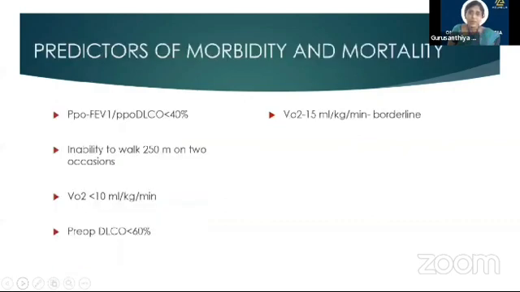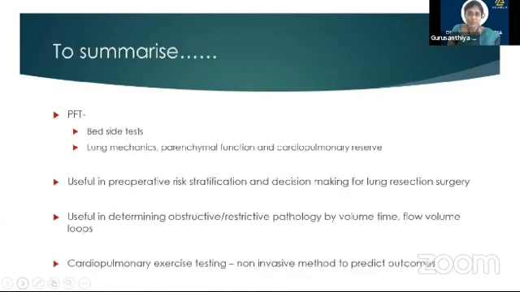And the predictors of morbidity and mortality are the postoperative FEV1 or DLCO less than 40, inability to walk less than 250 meters in a 6-minute walk test on 2 occasions, when the VO2 max is less than 10 ml per kg per minute, and the predicted preoperative DLCO is less than 60. The VO2 max of 15 forms the borderline between the medium and the high risk patients.